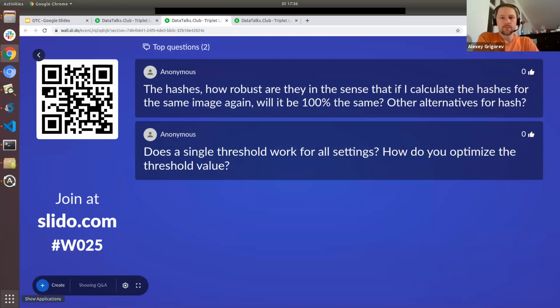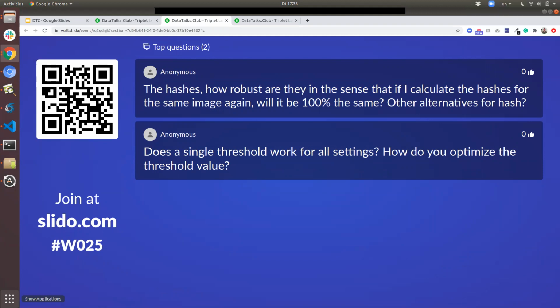How robust are the hashes, in the sense that if I calculate the hashes for the same image again, will it be 100% the same? I guess this question is because of the randomness of locality-sensitive hashes. While we generate these random vectors, we can use the same random vectors all the time. So we need to save them and use them for every embedding. The randomness is only in the first step of the project, and when we use it, it's not random anymore. So it would be 100% the same. So you basically generate the hashes once, you save them, and you use them for all the new images, right?